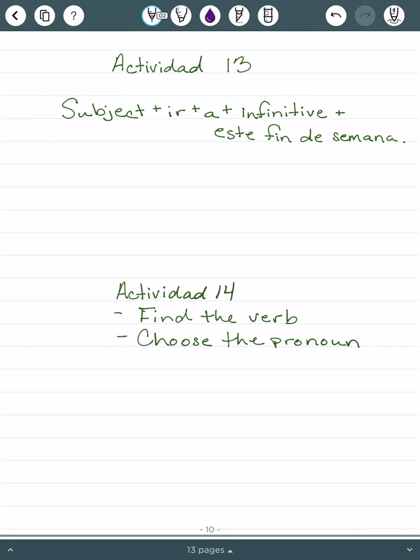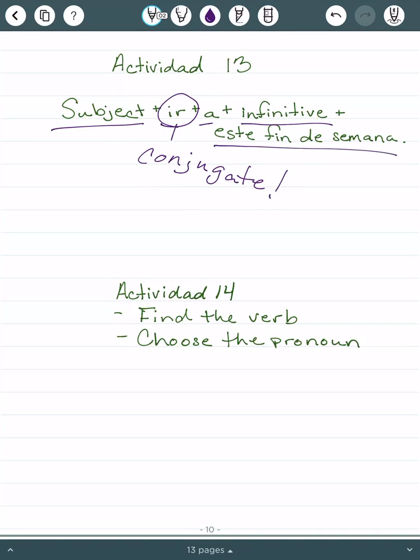All right, activity 13. This one is a lot more up to you. It just says, say what these people are going to do this weekend. So follow the example. You're going to start with the person that they give you, conjugate ir. It's all those that start with the V's. And then a, and then the infinitive of whatever you want to say they're going to do. And then este fin de semana. All right, 14, that one's self-explanatory. Find the verb, choose the pronoun.